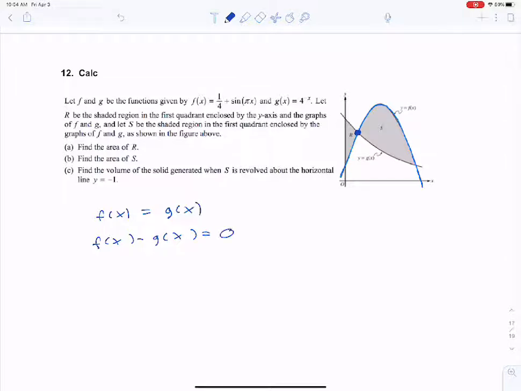So on my graphing calculator, I can either find the point of intersection, or I can take these two and find their zeros. Either way is going to work. I'm going to do it the way I've written it. So in other words, on my calculator, I'm going to make a brand new function, and that function is going to be this.